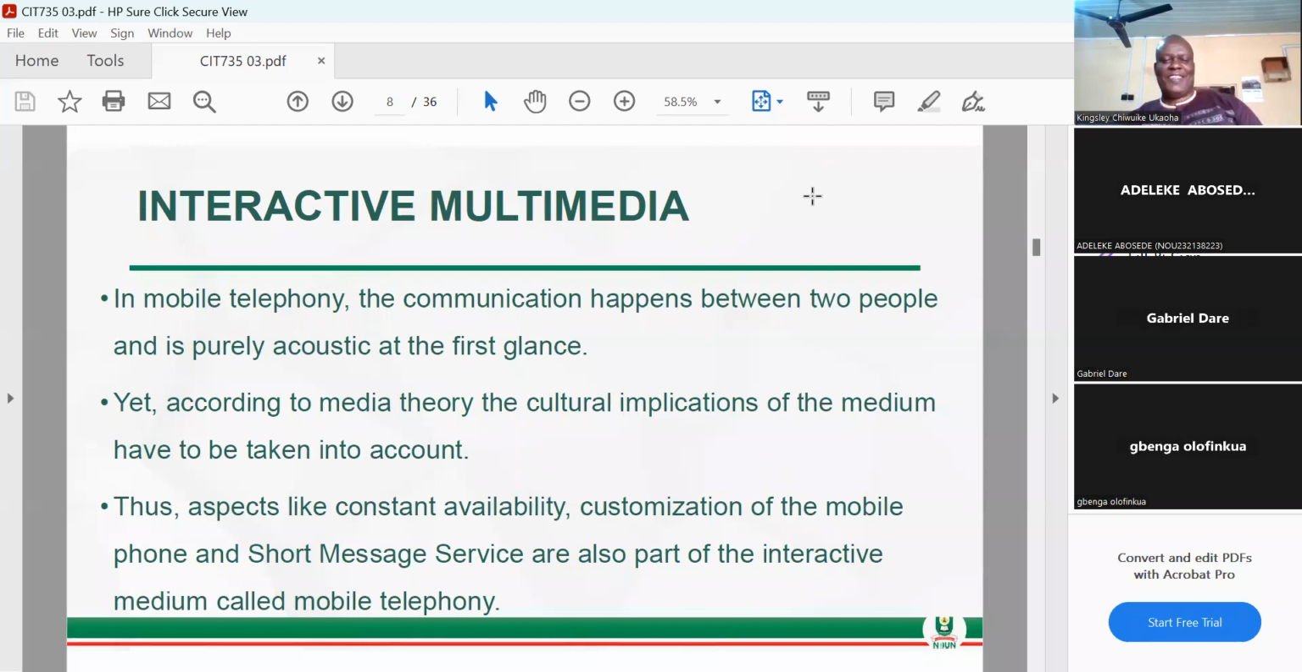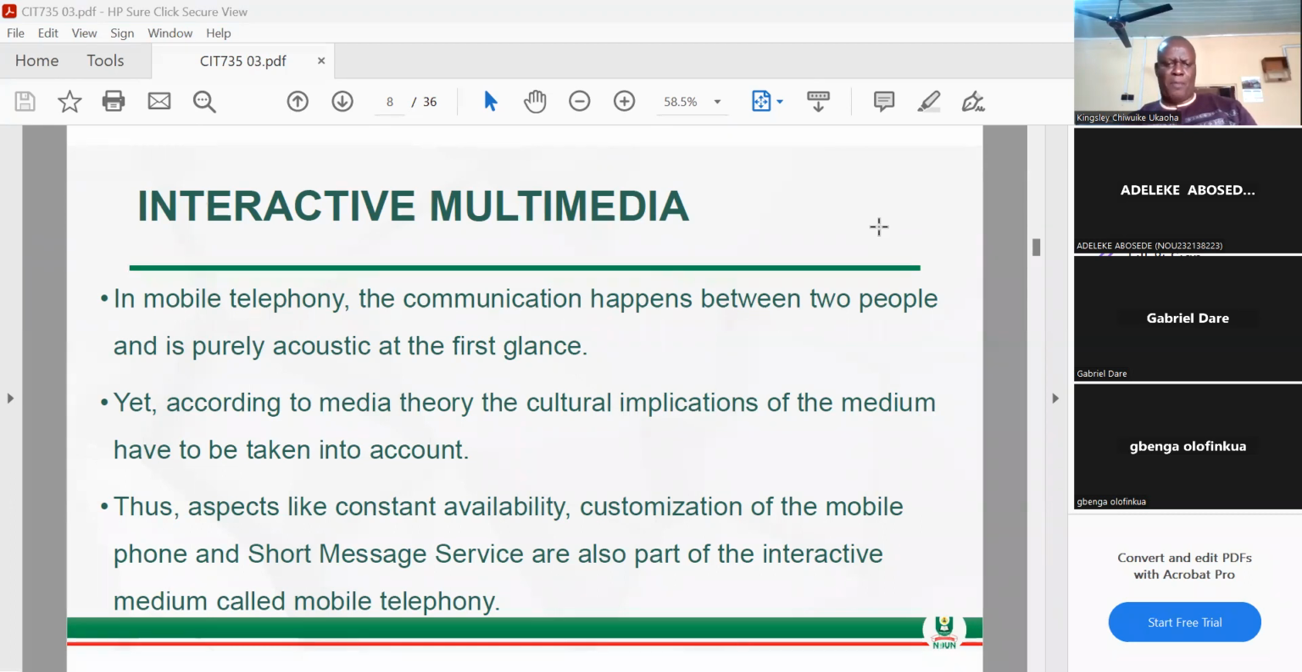Yes, sir. So according to media theory, the cultural implication of the medium has to be taken into account. So some of the things you take into account are constant availability. Your mobile phone is always there. You can always use it to talk. Then the person can hear you. When you are sleeping, it's even there by your bedside. You can just switch it and make call to it.